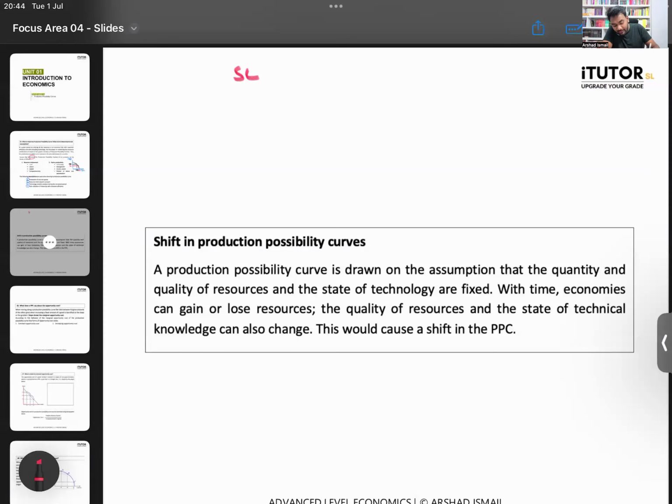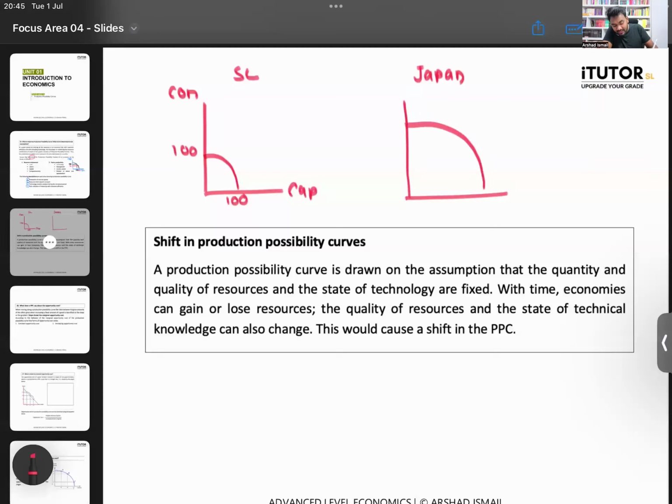So if you take the PPC of Sri Lanka and Japan, let's take the same two goods, consumer goods and capital goods. This is Sri Lanka's PPC. It's a maximum of 100, here also 100. If you take Japan, their PPC is much bigger than ours.